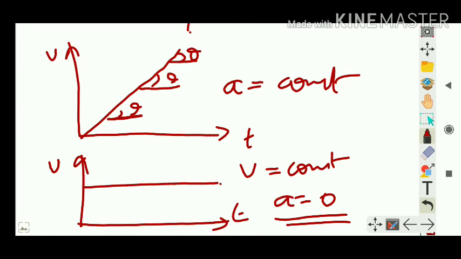Similarly, I'm going to tell you some small tricks. By looking at the graph itself, you can say whether the acceleration is positive or negative. And relating to that, by looking at the graph itself, you can say something about velocity, acceleration, as well as speed.